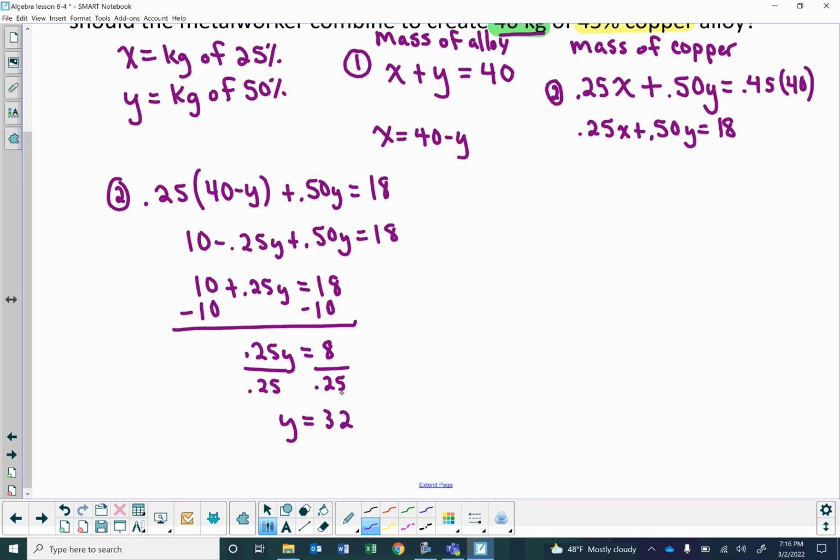So if y equals 32, and we know that x equals 40 minus y, which is 40 minus 32, x is going to equal 8. So the metal worker needs 8 kilograms at 25% and 32 kilograms at 50%.